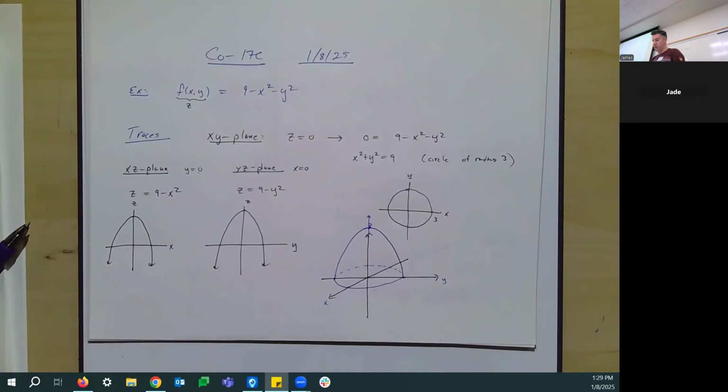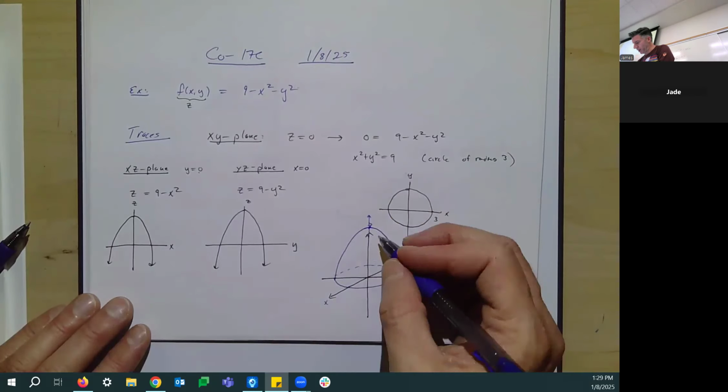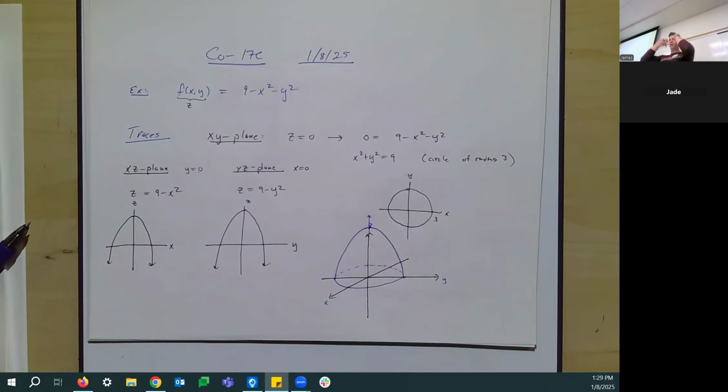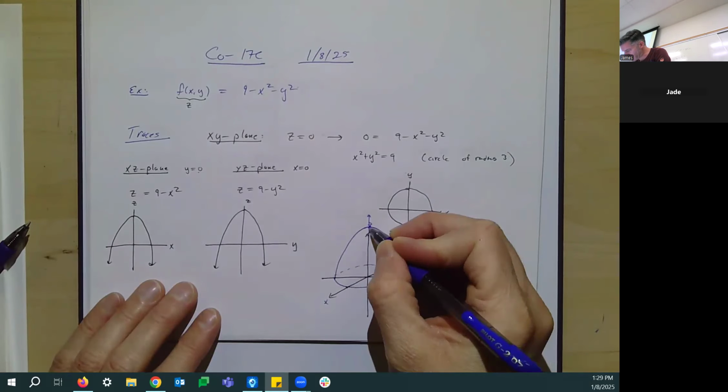And then in the xz plane, I also have a parabola, but the xz plane is always the one that's kind of cutting out towards you. So it's a little bit tilted. It's not going to look like a flat parabola. It's going to look like a narrower parabola. So it's going to look like this.